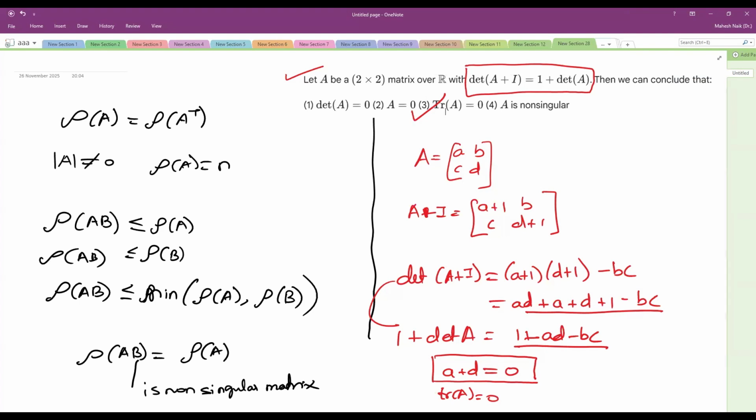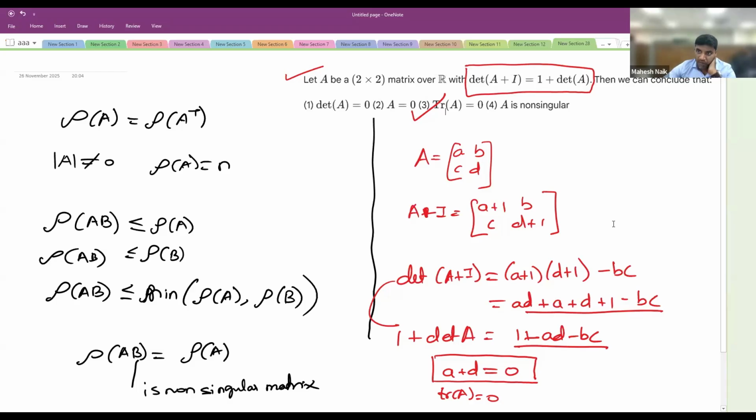Here it is not confirmed whether it is MCQ or MSQ, that is, multiple options may be correct. For that purpose, we can see just by inspection. If we put A equal to the identity matrix, then determinant of 2I is 4, and on the left side it is only 2. So 2 equal to 4 is not possible. That is why the determinant should be equal to 0 and trace of A equal to 0.